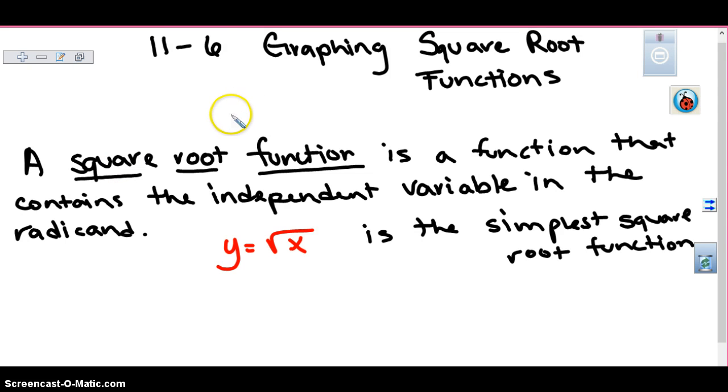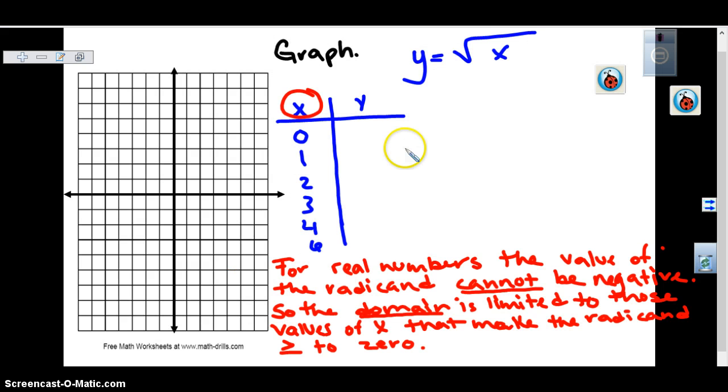So today we're graphing square root functions. A square root function is a function that contains an independent variable in the radicand. y equals the square root of x is the simplest square root function. If you have to graph y equals the square root of x, you can create a table with the least value of x being 0.